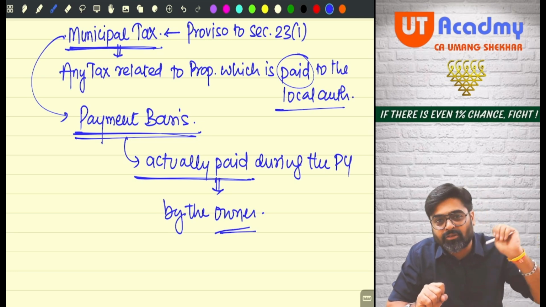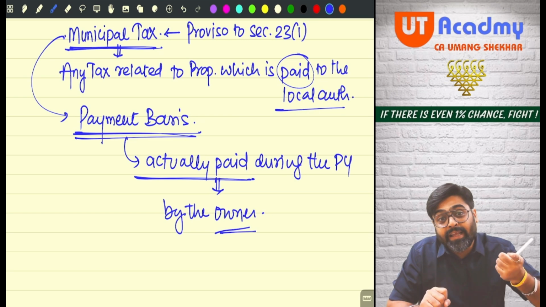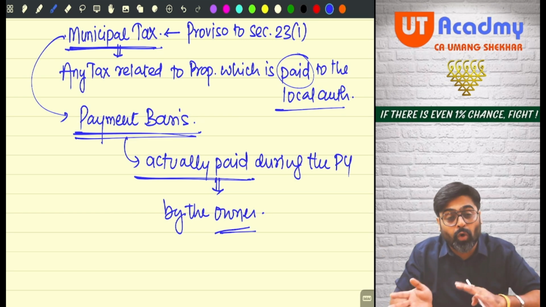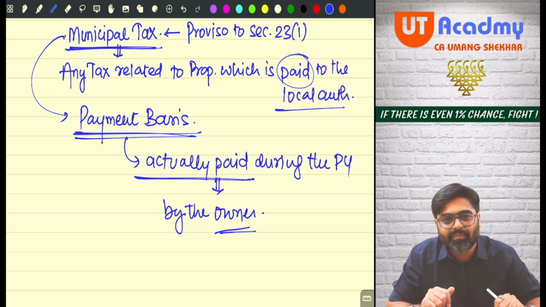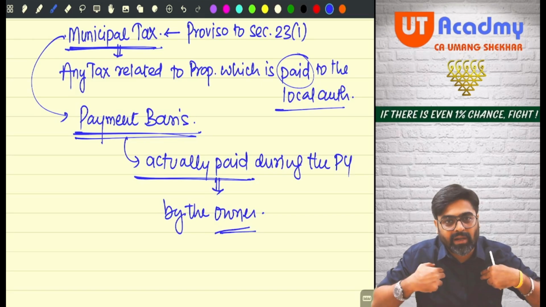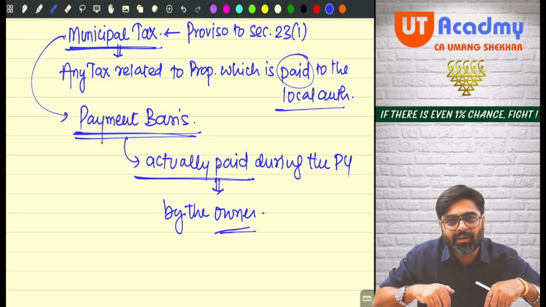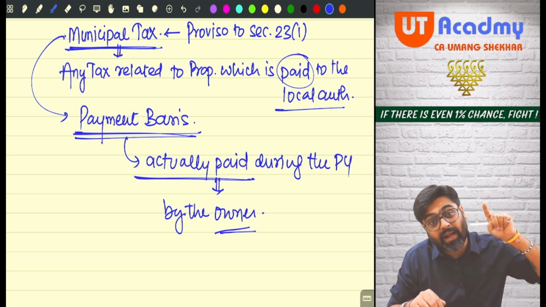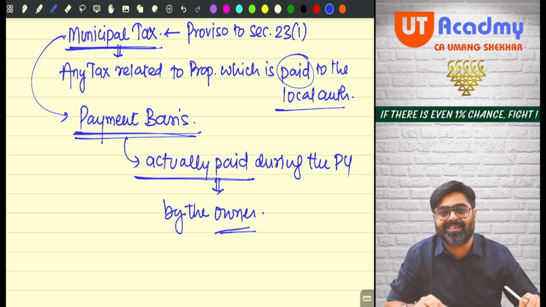What if your tenant has paid and you have later on reimbursed him? Tenant has paid, but have you given him back the money? Yes. So ultimately you are bearing it only, no? So you are going to get the deduction. What if the tenant paid and he is only bearing it? You will not get the deduction.